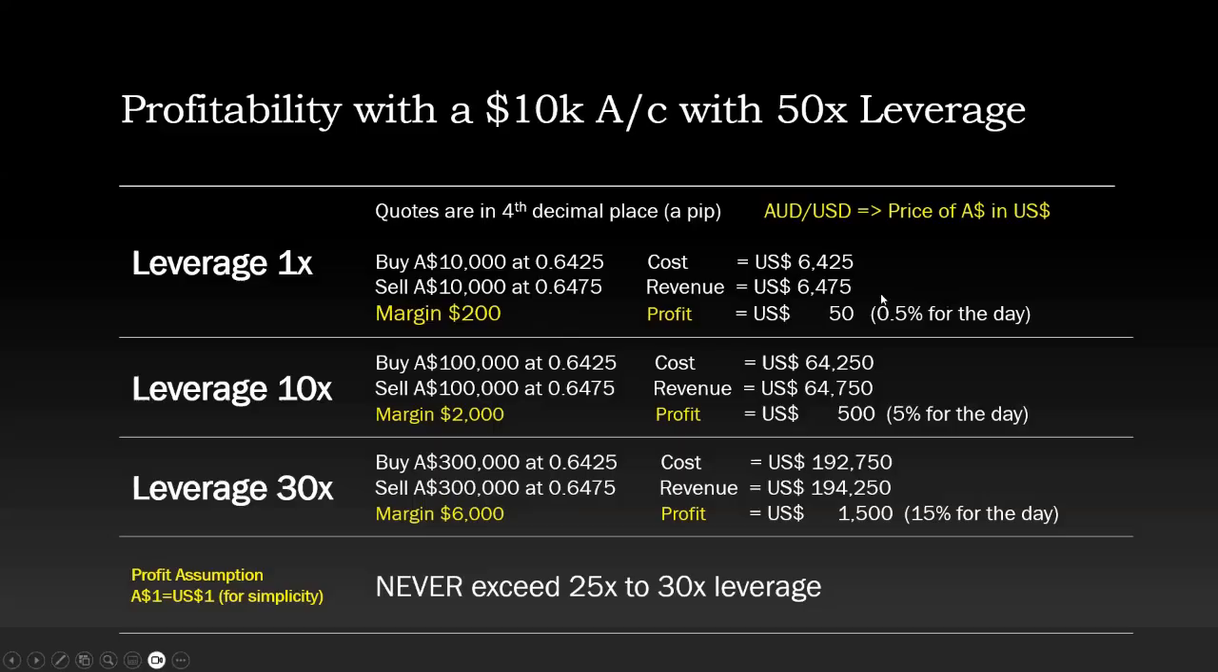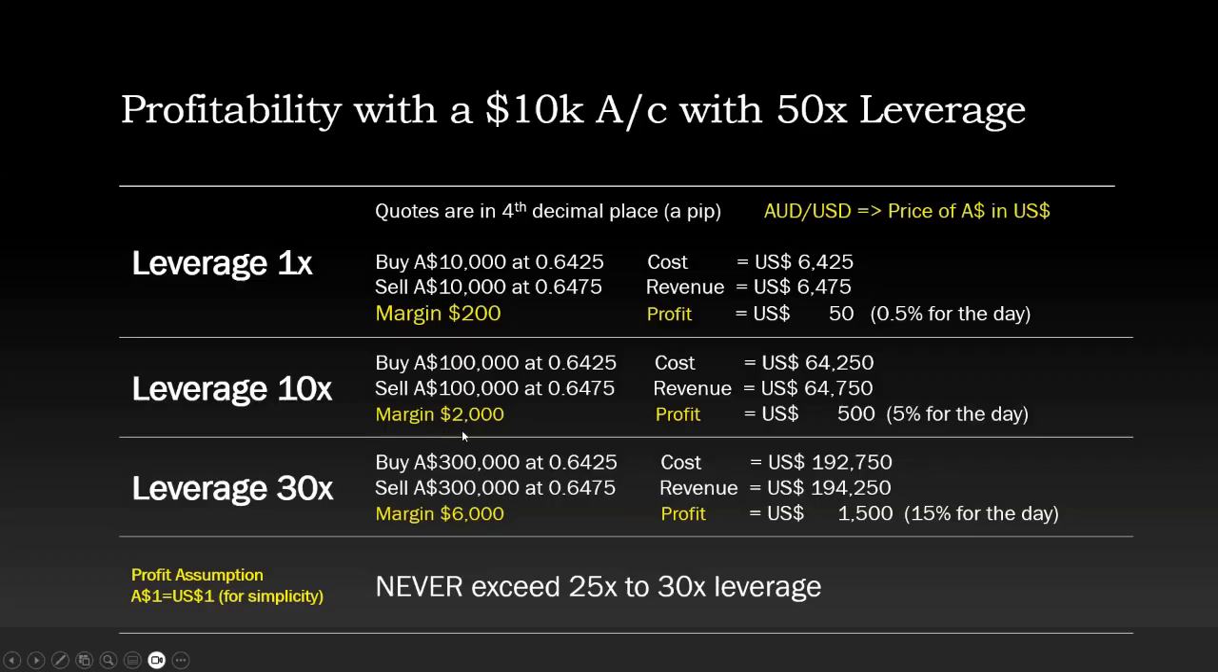So I have a standard rule of thumb. One pip is $1 on a $10,000 trade. That's the way I remember it, but you can do your own math. Now, that's only 0.5% for the day. Let's say you decide to leverage this 10x. So in that case, you're multiplying everything 10 times. So your 6,425 becomes 64,000. Your revenue is higher and your margin also increases.